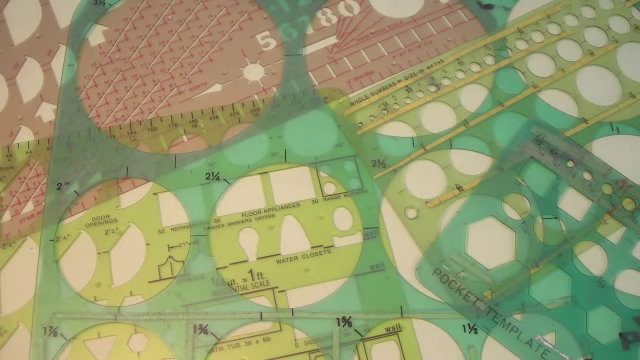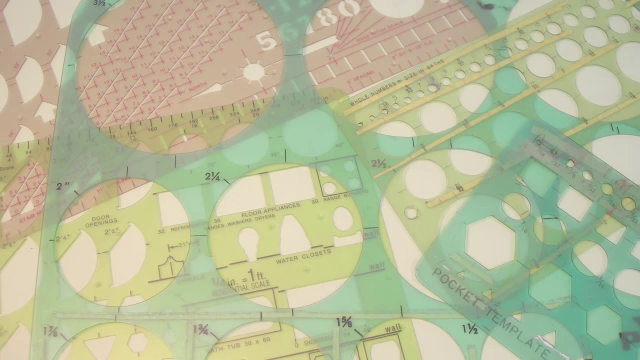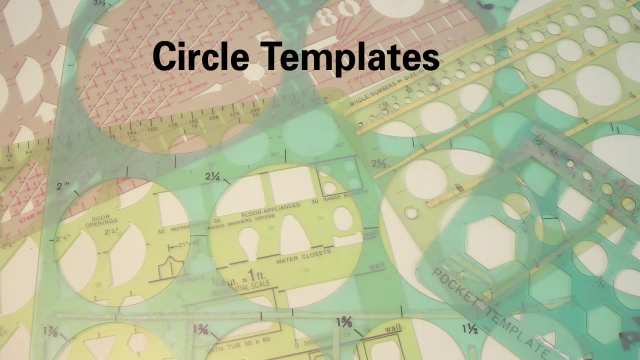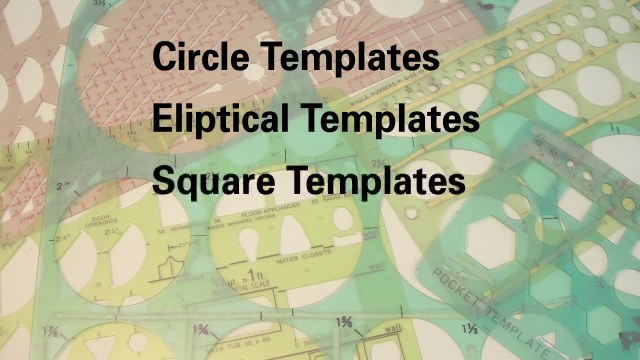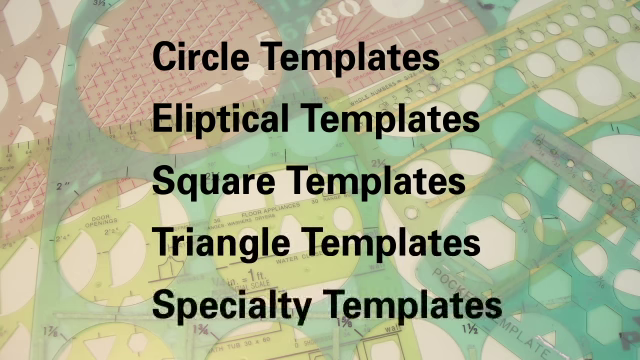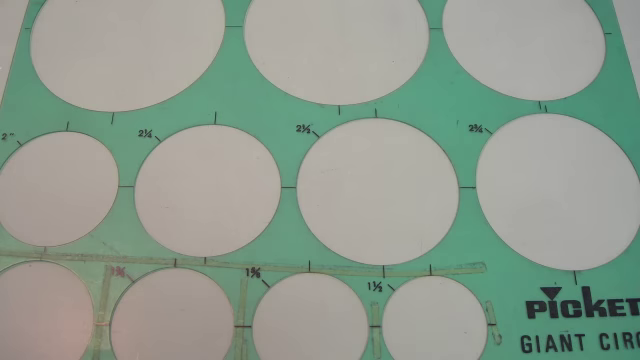Templates are the drafting tool that is useful when you need to draw a standard shape or to simply draw a shape quickly. There are templates for circles, ellipses, squares, triangles, and specific templates for many different types of symbols and shapes that are used throughout engineering and architecture. A circle template is handy, especially if you don't want to use a compass.